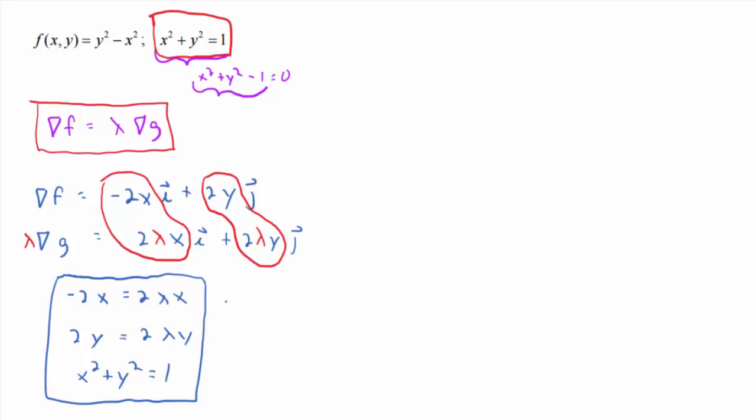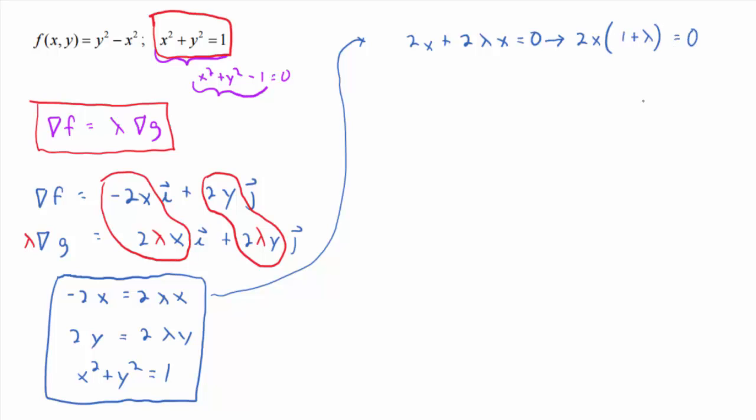So maybe a better way to proceed would be to set this equation equal to 0 and factor. I could add 2x to both sides and say 2x plus 2 lambda x is equal to 0. Would you buy that? Okay, I'm going to go sideways here just to save space. So what could I factor out of that? 2x, and then what's left? 1 plus lambda. And then that's equal to 0, right?